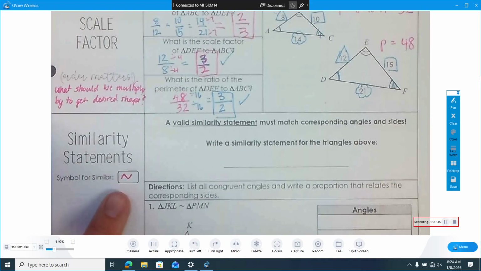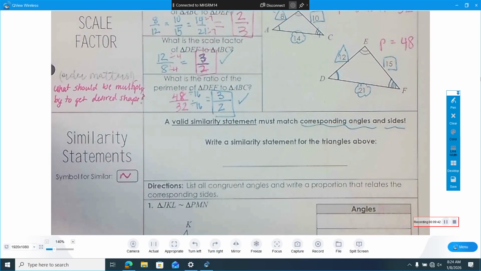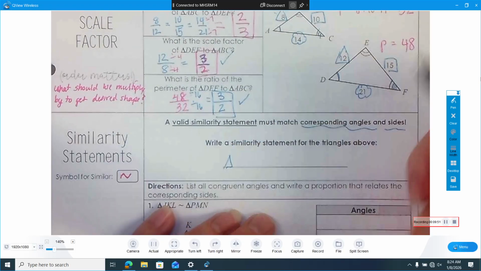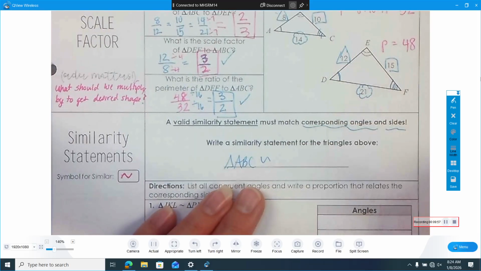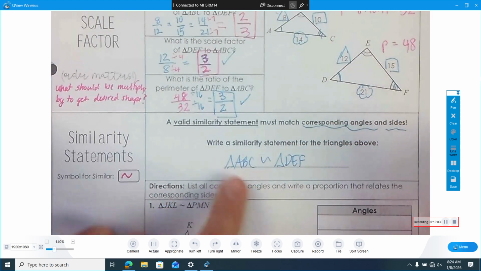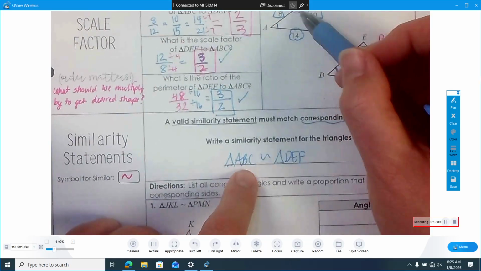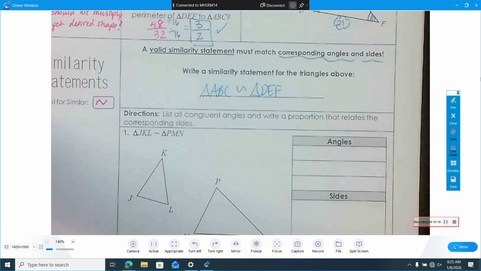All right, a valid similarity statement must match corresponding angles and sides. Write a similarity statement for the triangles above. So I can pretty easily say, looking at triangle ABC, I'm just going to write triangle ABC is similar to triangle DEF. And again, that's because I'm starting with angle A, that matches angle D, angle B matches angle E, and so on and so forth. So this is a valid similarity statement. It tells us a lot of information, and let's use that in this next one.